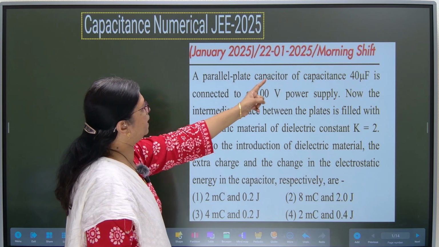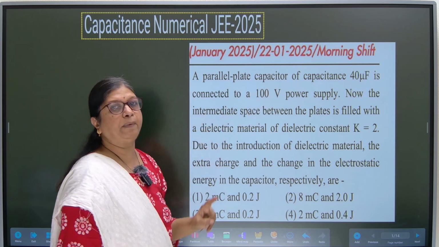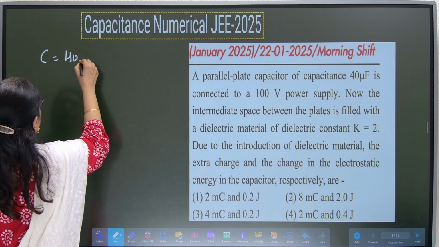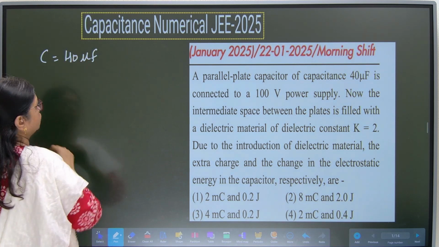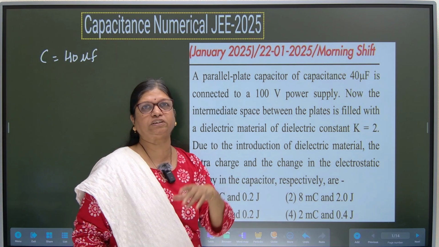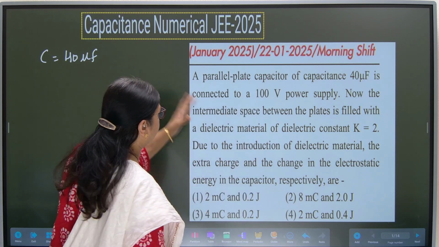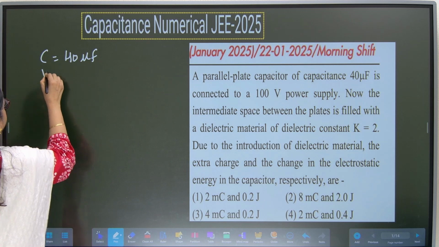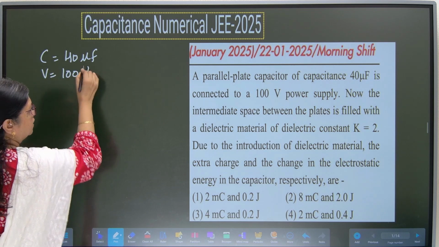A parallel plate capacitor of capacitance 40 microfarad. So capacitance given to us is 40 microfarad. In such questions, you actually don't have the time to read the whole question and jot down what is given. So as you read, you jot down. Fine, it is connected to a 100 volt power supply. So V is equal to 100 volt is given to you.